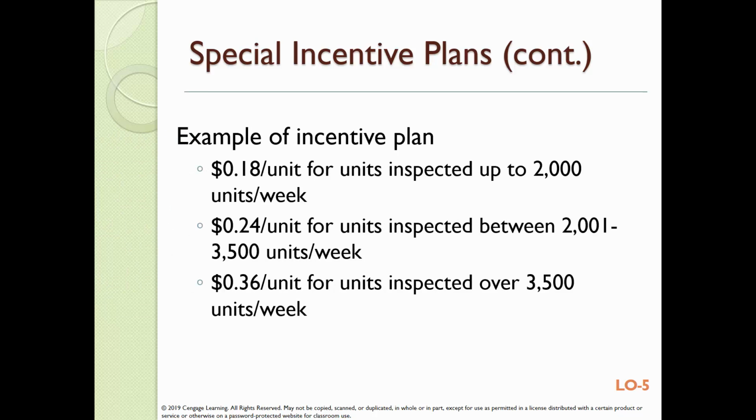So this is just an example, but if you're inspecting steering columns on the line for GMC, I can give you 18 cents for up to 2,000 and 24 cents between 2,001 and 3,500, et cetera. I can design it any way I want. My check has always got to be that I'm paying minimum wage. My check has always got to be that it's non-discriminatory. And my check has got to be that I'm calculating overtime for over 40.